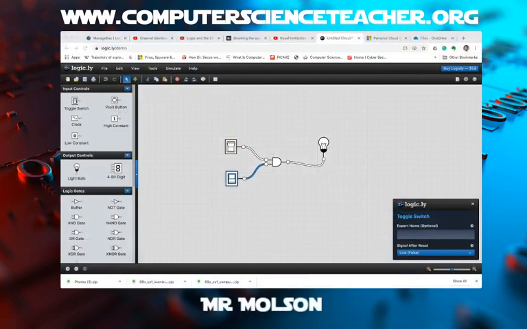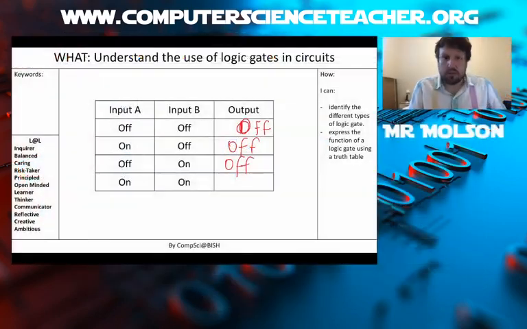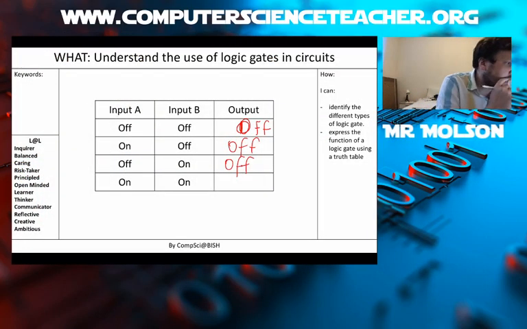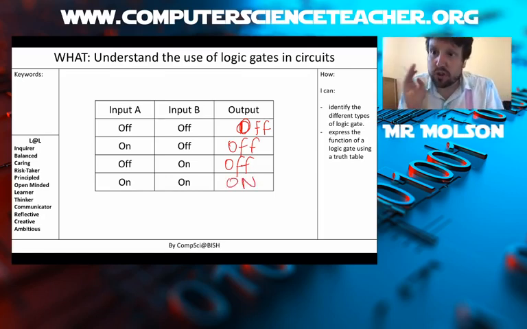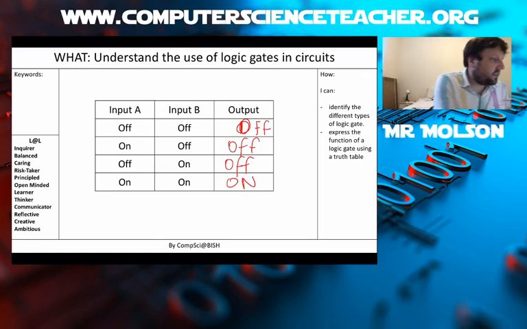So here's our browser window, and if we now turn both switches on, so we'll turn that one on, now we get our bulb going on. So if we go back to our presentation, we'll put in the final one, which is if input A is on and input B is on, then the output will be on. So that's called a truth table, and what this does is it reflects the function of an AND gate.